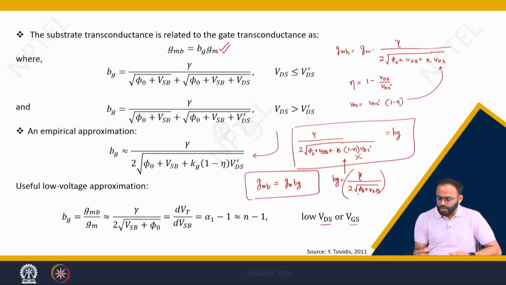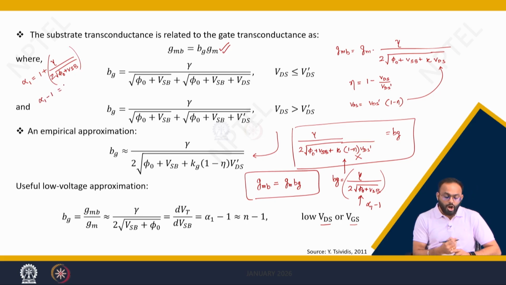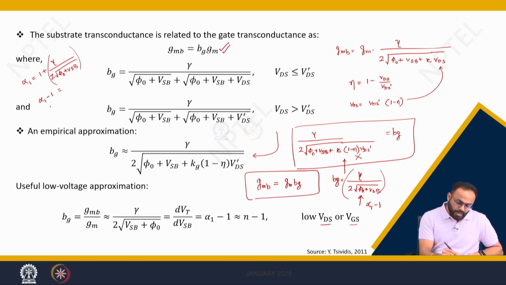If you recall, this is nothing but alpha 1 minus 1. In the source reference model we defined alpha, where we said that alpha 1 is nothing but 1 plus gamma divided by 2 times square root of phi naught plus VSB. So, this factor is nothing but what? Alpha 1 minus 1, or we have also defined this is nothing but n, right. N is the slope factor.